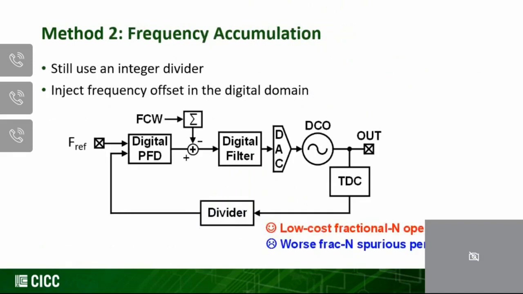The second approach to generate the fractional-N frequency is the so-called frequency accumulation approach. As you can see here, instead of using the delta sigma modulated divider, we just use a constant divider in the feedback path. Instead, we accumulate the frequency offset that we are trying to generate and inject it at the output of the phase frequency detector. By doing this, we inject a frequency offset in the digital domain, and hence we can control the output frequency of this PLL.